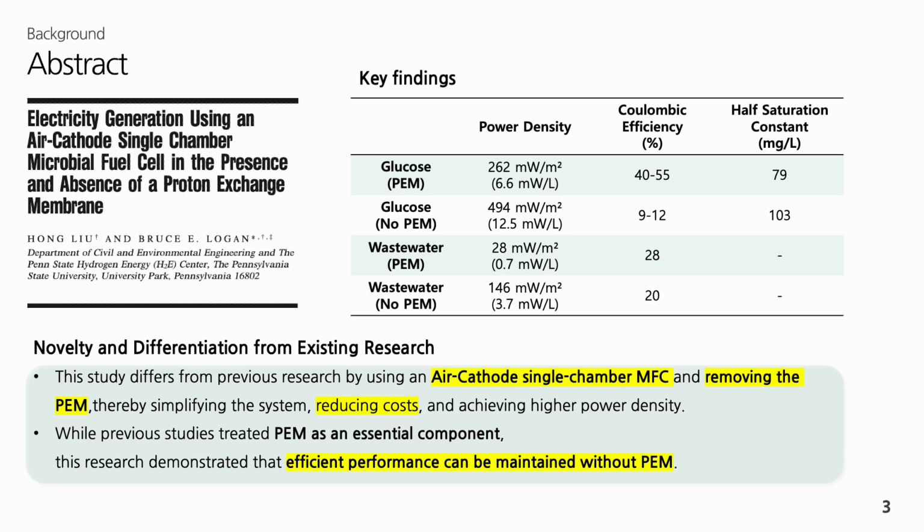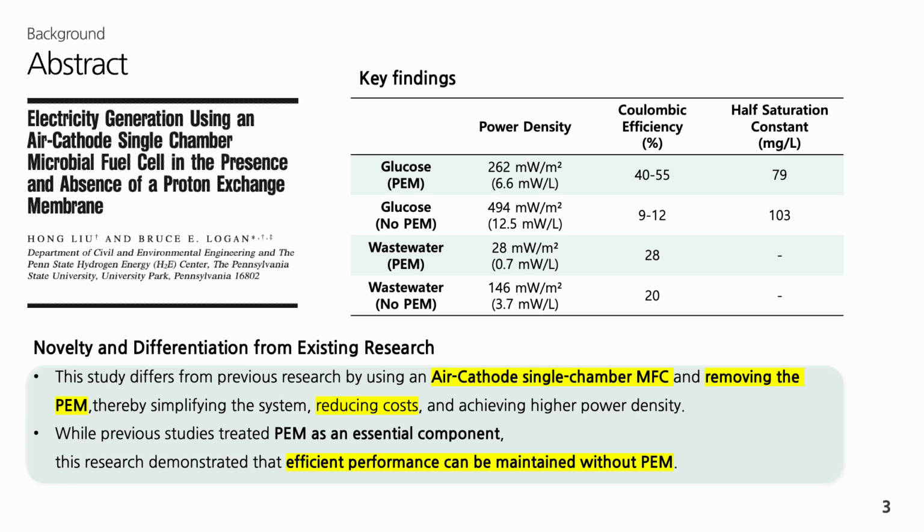Let's now look at the main results of the study. This table compares power density and coulombic efficiency for glucose and wastewater as substrates, with and without a proton exchange membrane, PEM. When glucose was used as a substrate, power density was 262 milliwatts per square meter with the PEM and increased to 494 milliwatts per square meter without it. Coulombic efficiency decreased from 40 to 55% with the PEM to 9 to 12% without it.